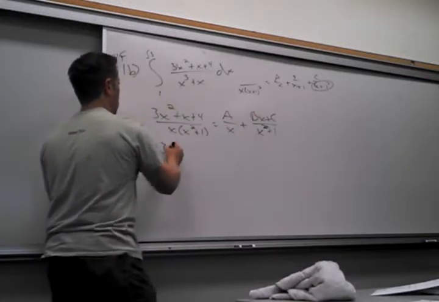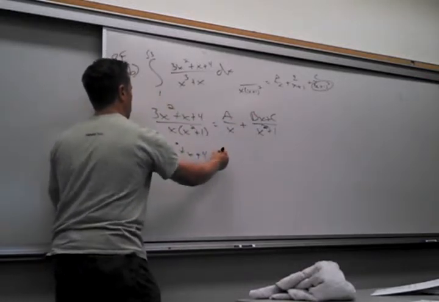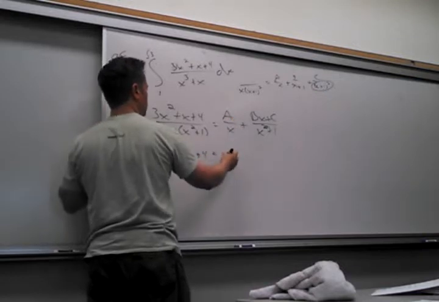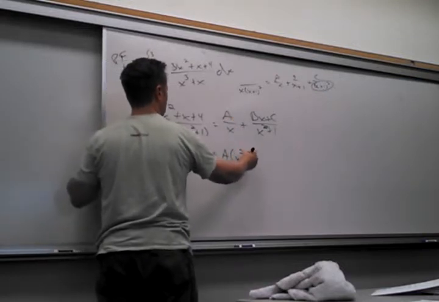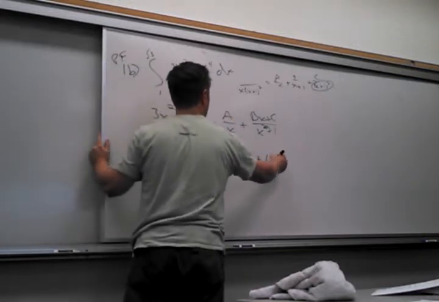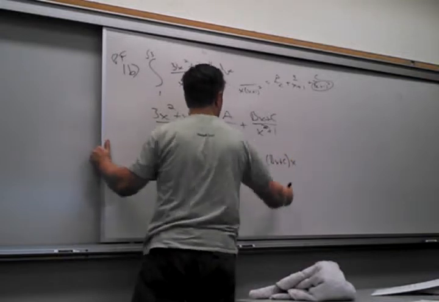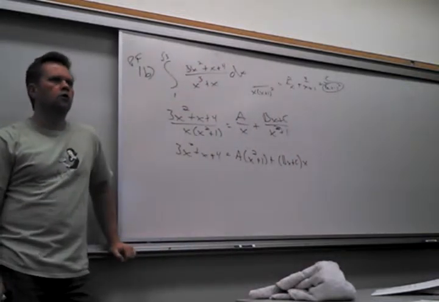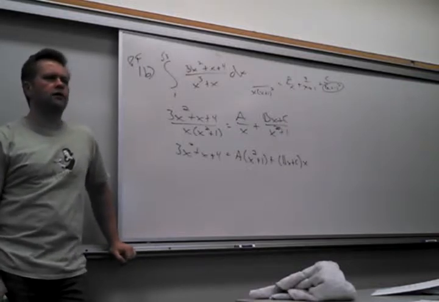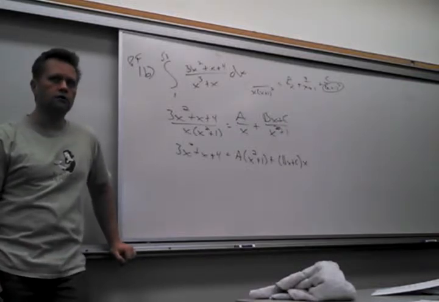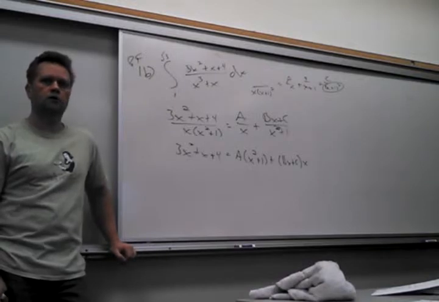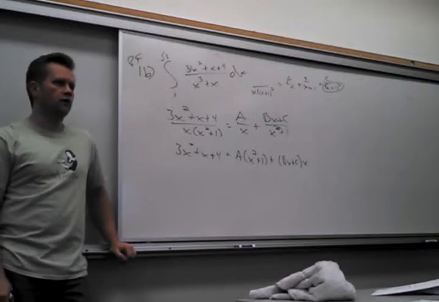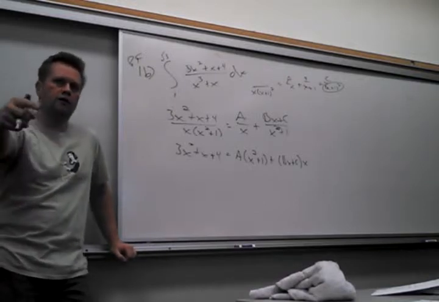And then you multiply by the LCD, right? So what does he pick up? A(x squared plus 1), and then (Bx plus C) times x. Cool. And then you can do whatever way you want to. You could multiply things out, put your like terms together, equate coefficients, or you could let x be something. That's what I always start with if I can.